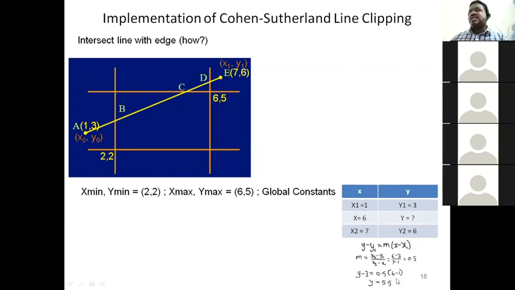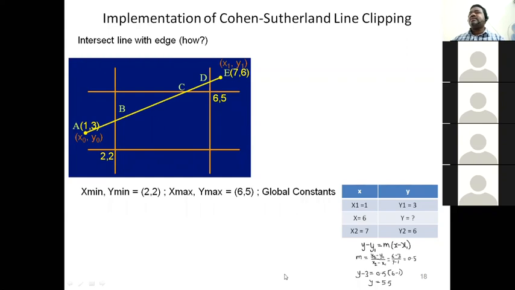Y minus y1 is equal to, this m value is 0.5, times x minus x1, where x is equal to 6 and x1 is equal to 1. Substitute, and you will get y value 1.5. Understand? So this equation is okay for finding the y coordinate for intersection point D.